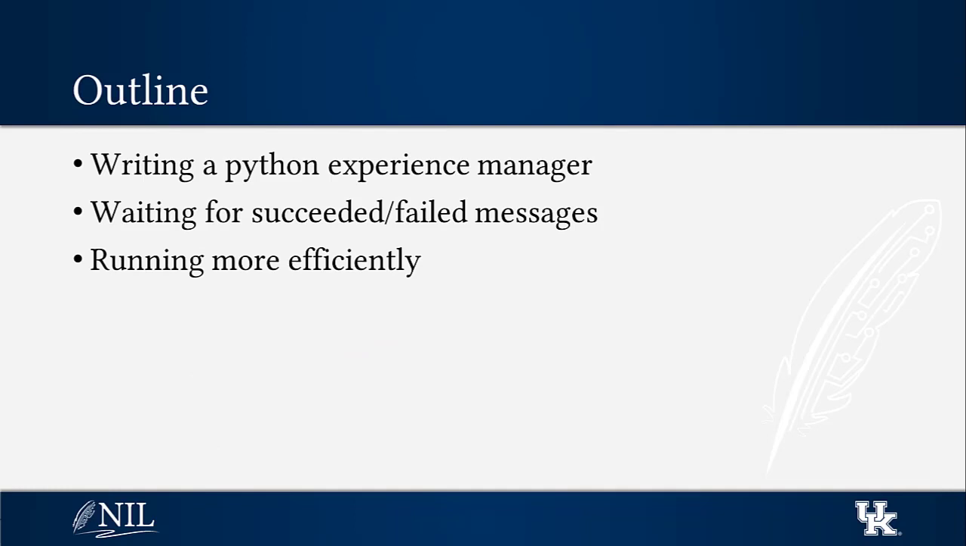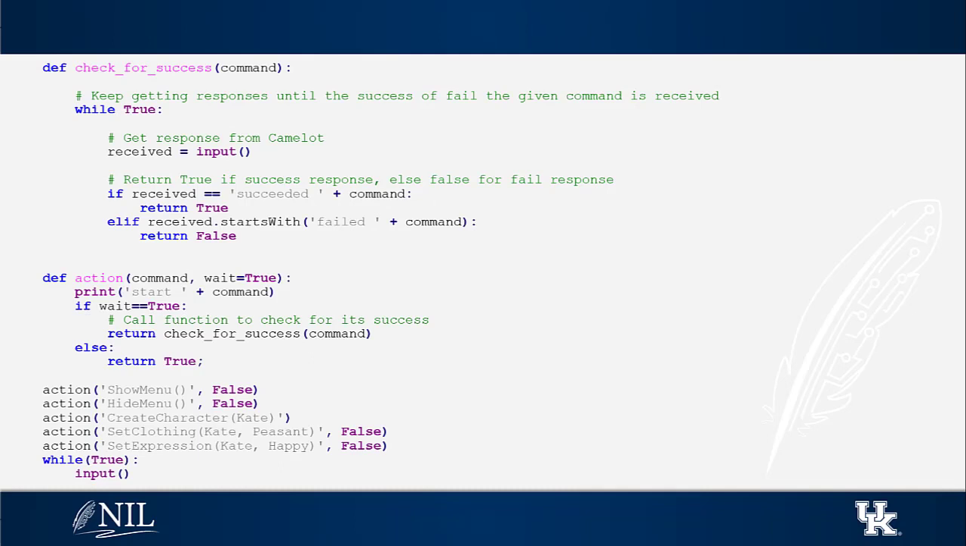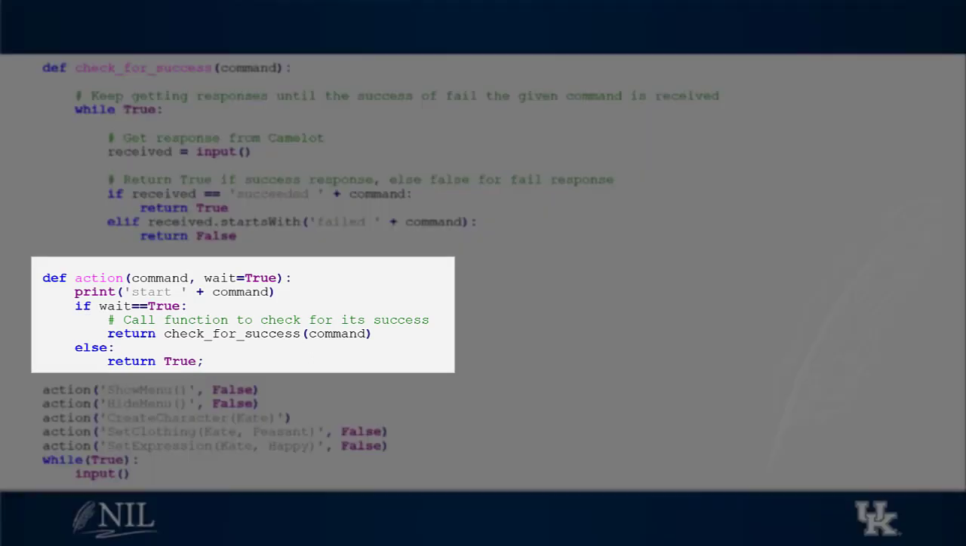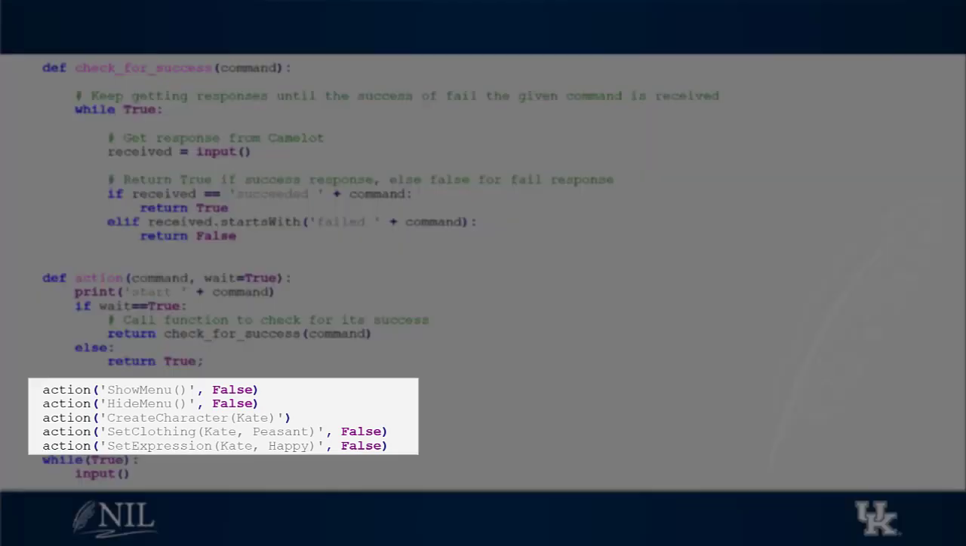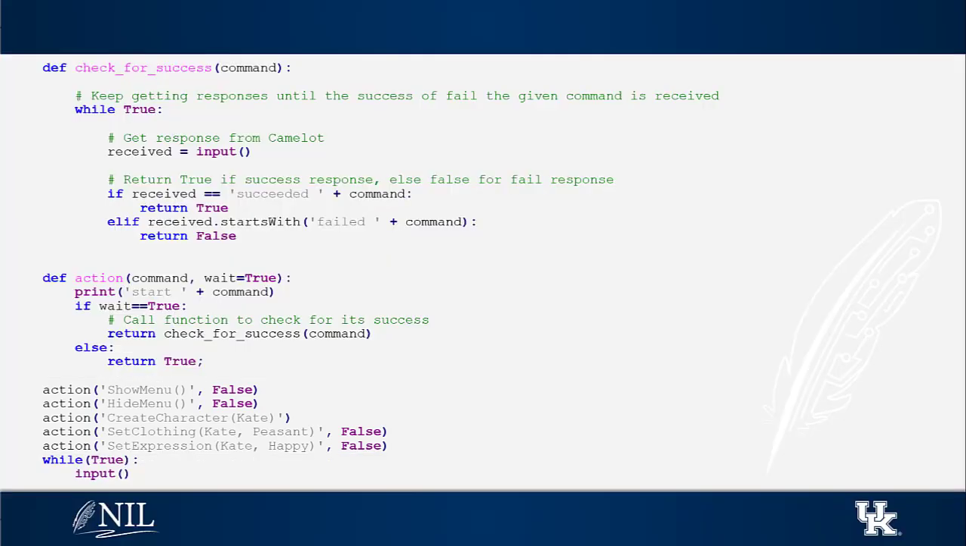We don't always need to wait for the success message of all actions. Waiting to receive the success message of every command can significantly slow down our game. Therefore, we can add an extra argument to specify whether the experience manager needs to wait for the success message. In our example, we only need to wait for the success of the create character command. So we can instruct the experience manager not to wait for the rest of the commands. This will significantly improve the speed of executing commands and, as a result, speed up our game.